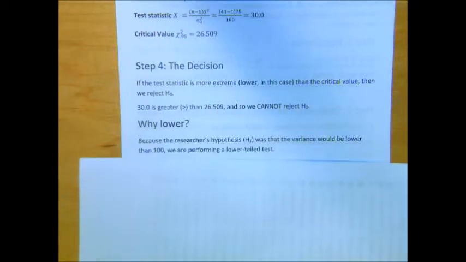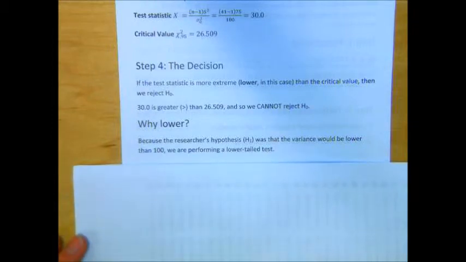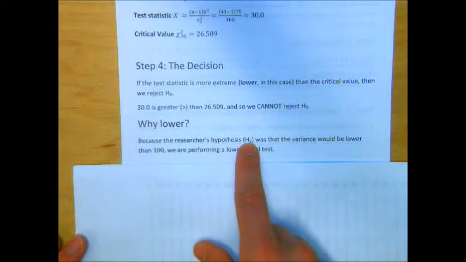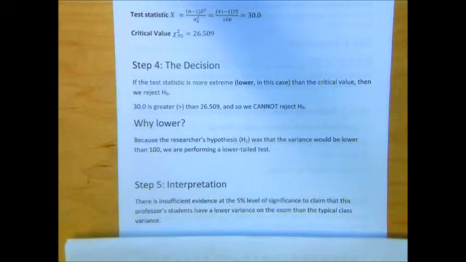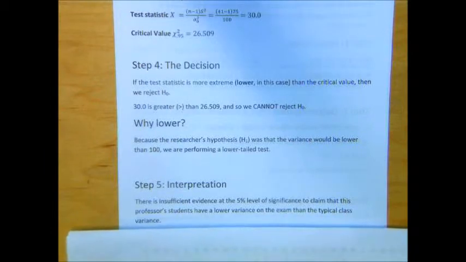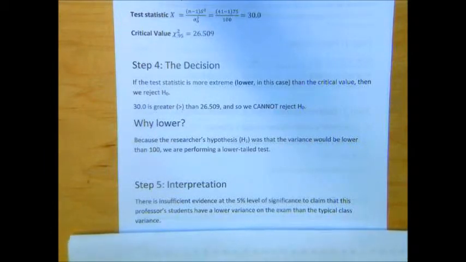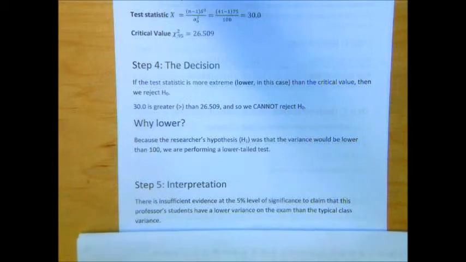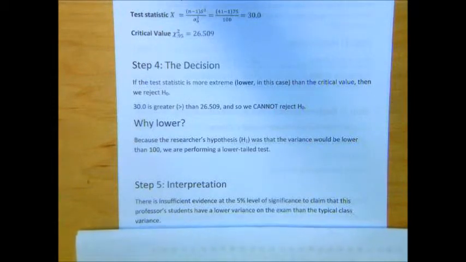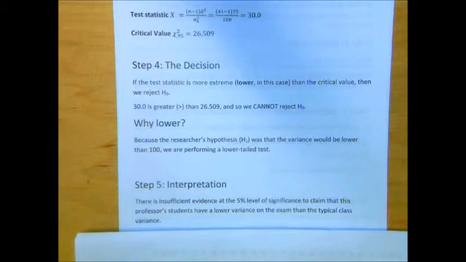So you may be asking yourself, why lower? Why were we looking for a test statistic lower? Because the researcher's hypothesis, the alternative hypothesis, was that the variance would be lower than 100, that's why we were performing a lower-tailed test. Thus, in our step 5 interpretation, we say, because we were unable to reject the null hypothesis, that there is insufficient evidence at the 5% level of significance to claim that this professor's students have a lower variance on the exam than the typical class variance.